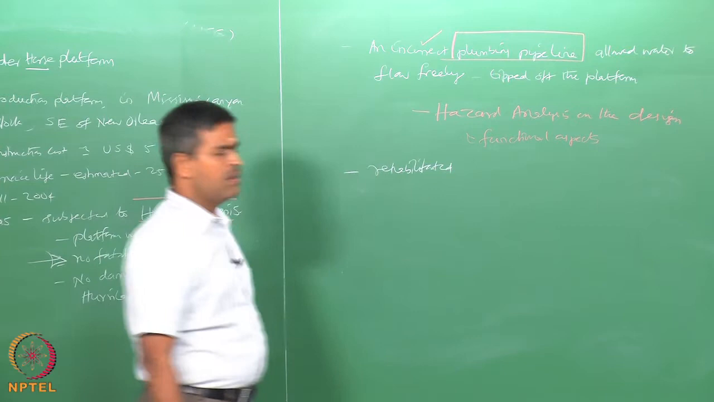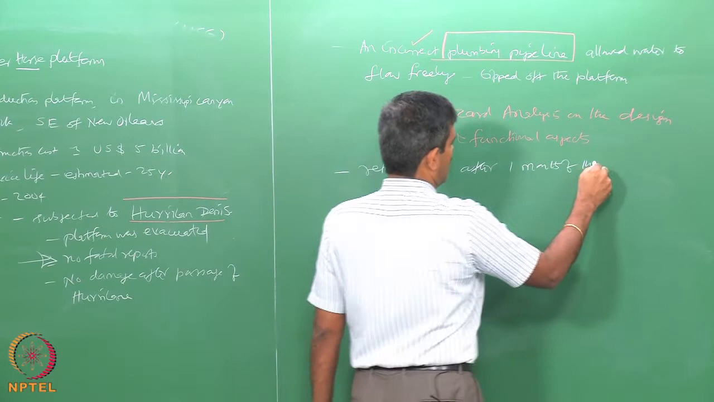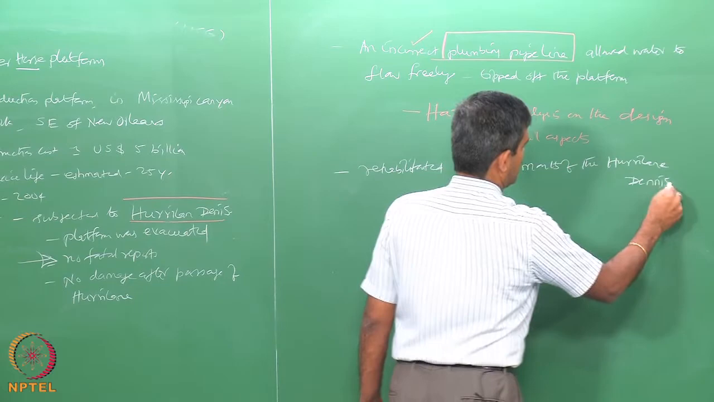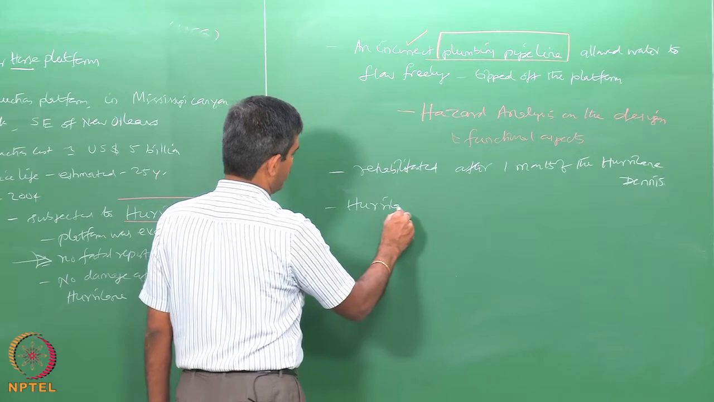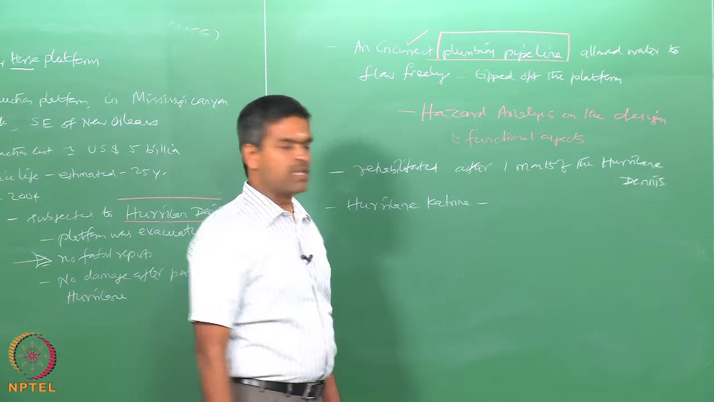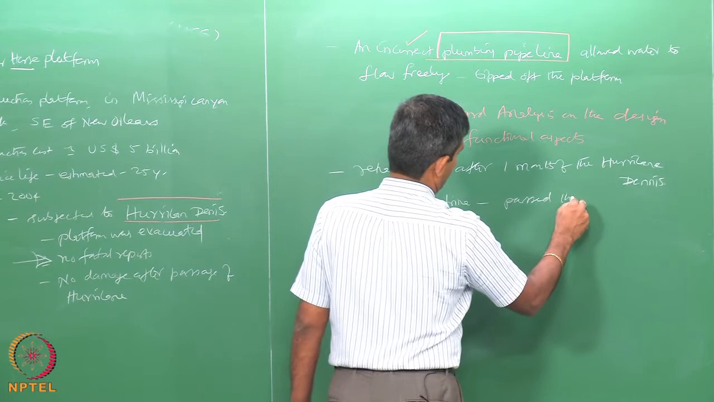Subsequently, after about a month of the hurricane Dennis, it was repaired, and subsequently hurricane Katrina passed the platform and the platform did not cause any damage. And no structural damage was reported.